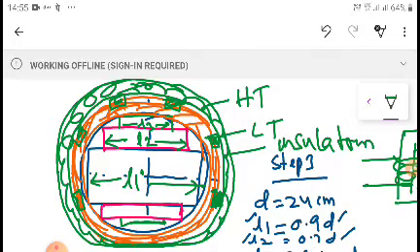This limb is for one phase. Similarly, we can draw the OR phase. This is the OR phase, and you can draw the same limb for the Y phase and B phase. OR phase, Y phase, and B phase are the three-phase windings.